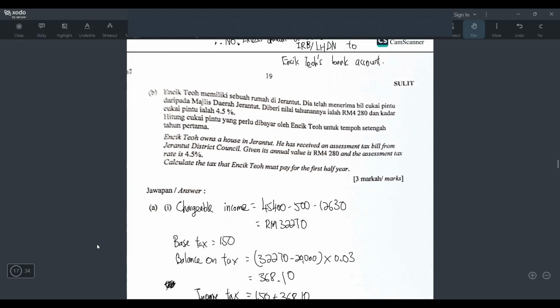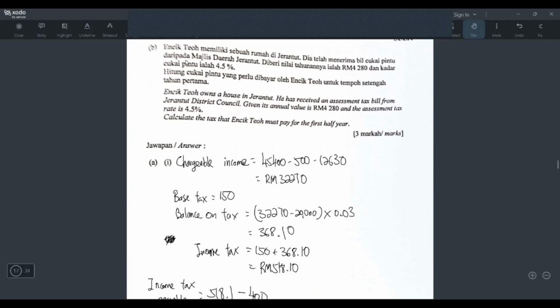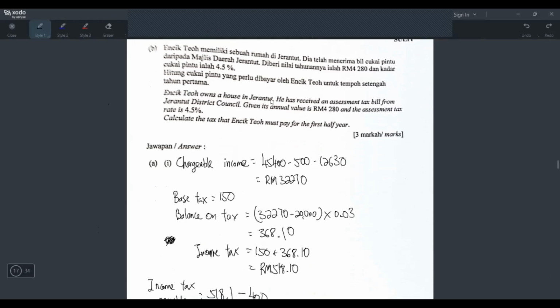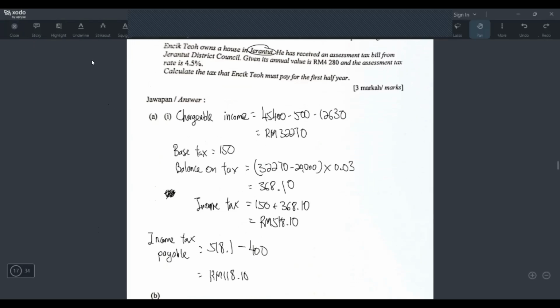Okay. Soalan B. Okay, let's read the question. Encik Teo owns a house in Jerantut. Okay, this one is B. He has received an assessment. Okay, I think this is property assessment tax. Hey, I realize a lot of property assessment tax question in your trial. Okay, because I do a lot of set already. Memang banyak kali dia tanya. Okay, assessment tax bill from Jerantut District Council, given annual value is 4280. The assessment rate is 4.5%. Calculate tax that Encik Teo must pay for the first half year.